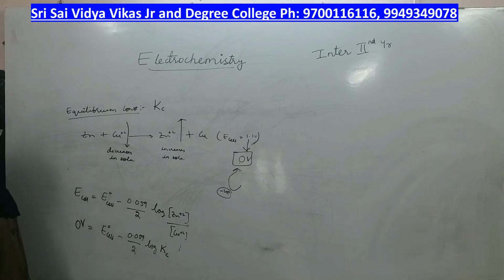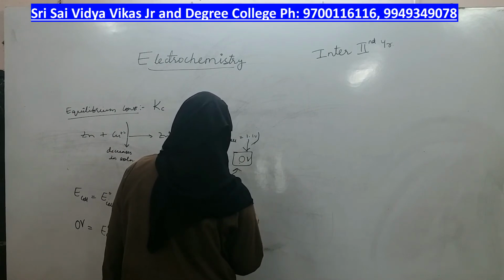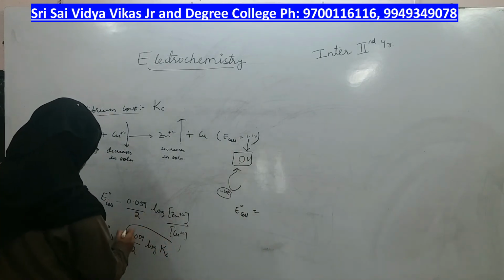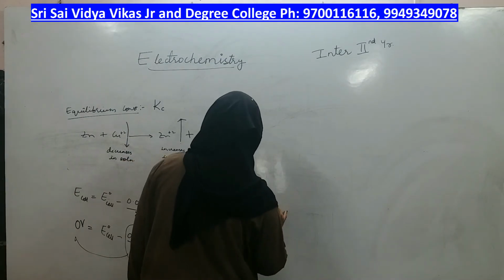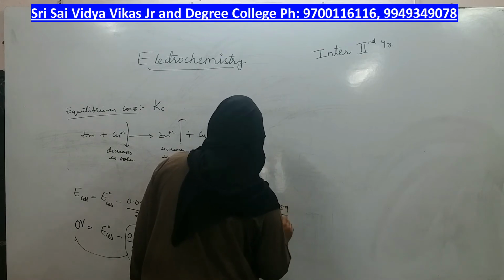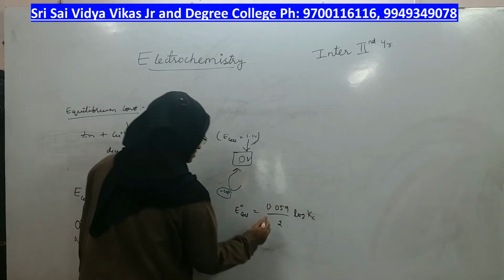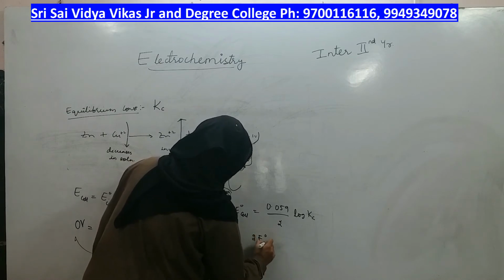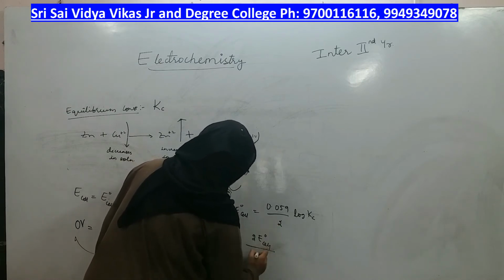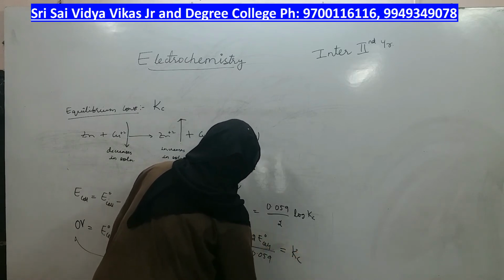But how to determine the value of Kc? Modify the same Nernst equation. E0 cell is equal to, bring all this to the other side, as it was minus, if it goes on the other side it becomes plus 0.059 by 2 log Kc. Shift the remaining except Kc also to the other side: E0 cell by 0.059 log is equal to Kc.